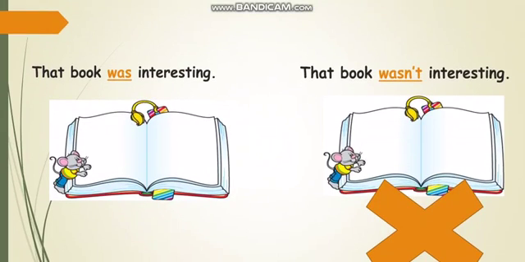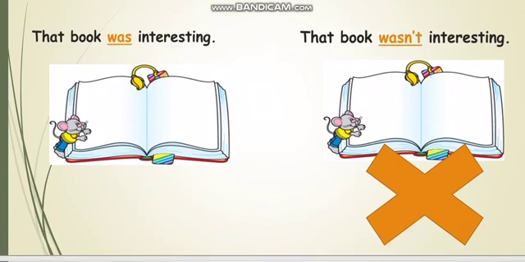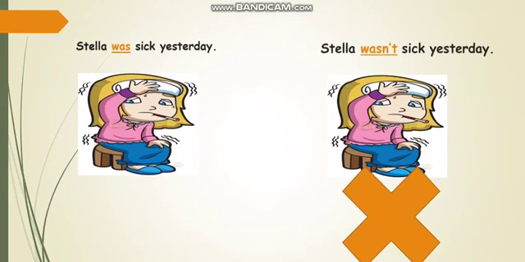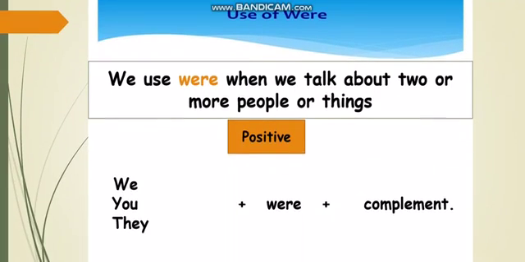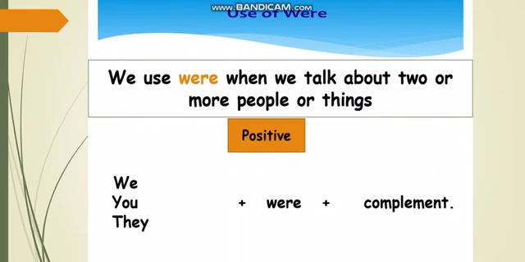Now that book was interesting. In the negative, okay, that book wasn't interesting. Repeat after me. That book wasn't interesting. Stella was sick yesterday. In the negative, Stella wasn't sick yesterday. Now go to the were.